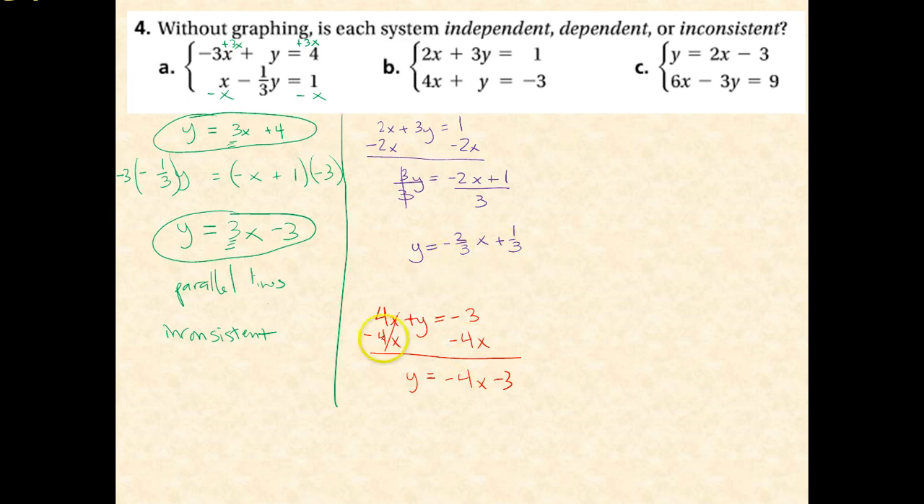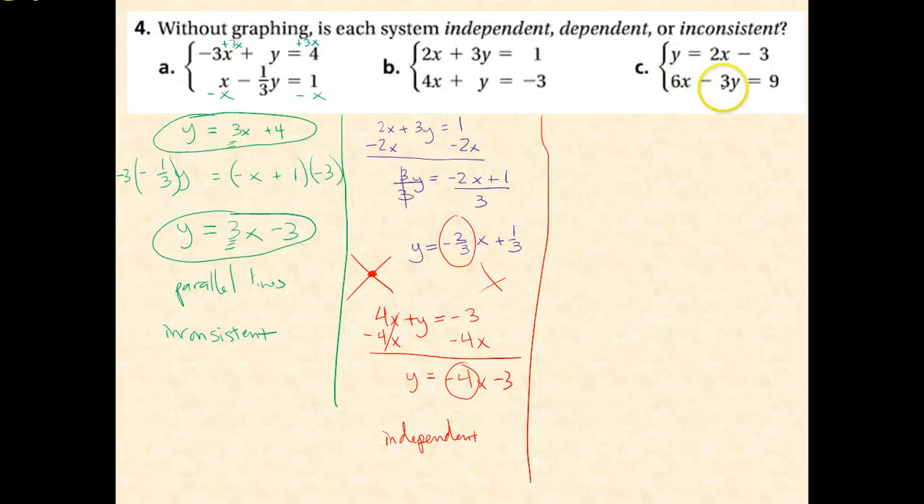These are two equations of two lines that have different slopes, which means they're going to intersect, which means I have an independent system. Anytime you have two different slopes, it's an independent system, because lines that are not parallel are going to intersect in one point. One point is a consistent, independent system.